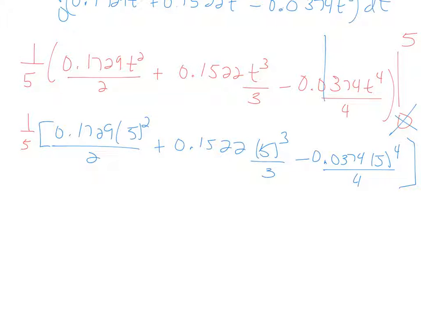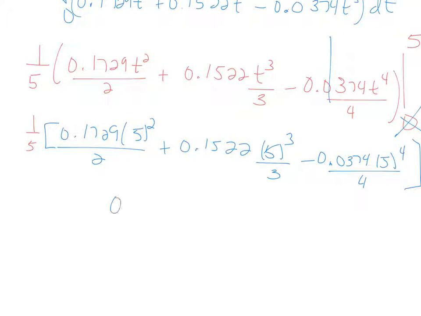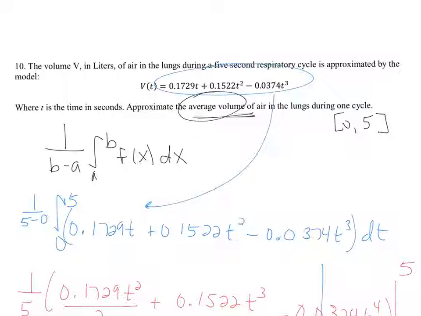All I did was plug this all into my calculator. Maybe doing it in steps might be useful so you don't make a mistake. But I ended up getting an average of 0.532 liters between 0 to 5 seconds of the volume of air in the lungs.